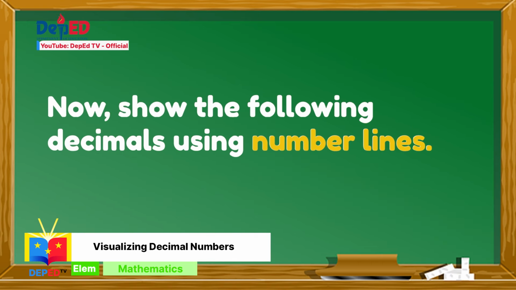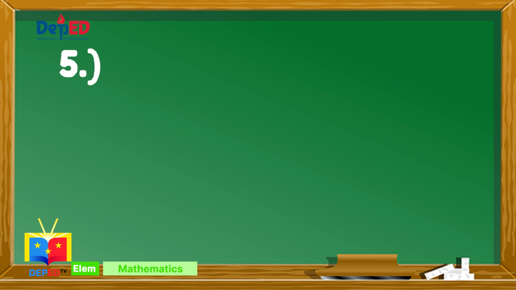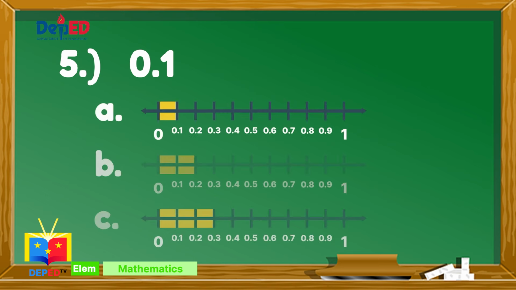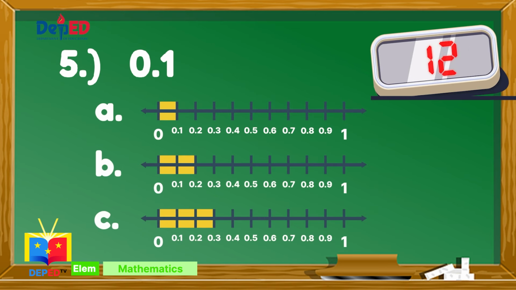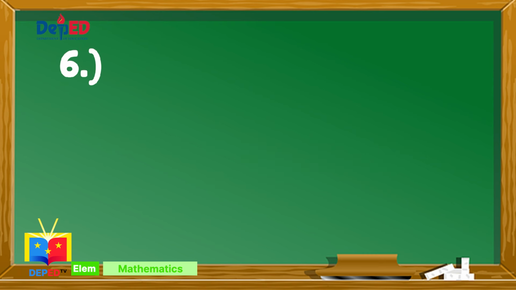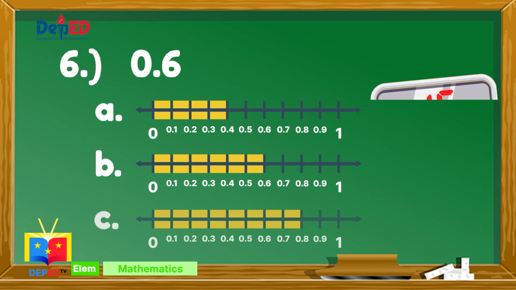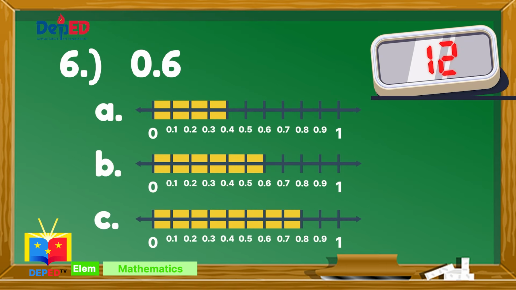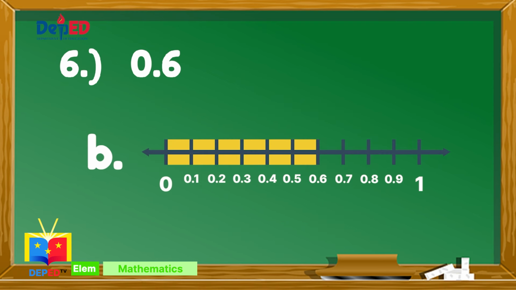Now, show the following decimals using number lines. Number 5, 1 tenth. Letter A, you are correct! Number 6, 6 tenths. If your answer is letter B, very good!